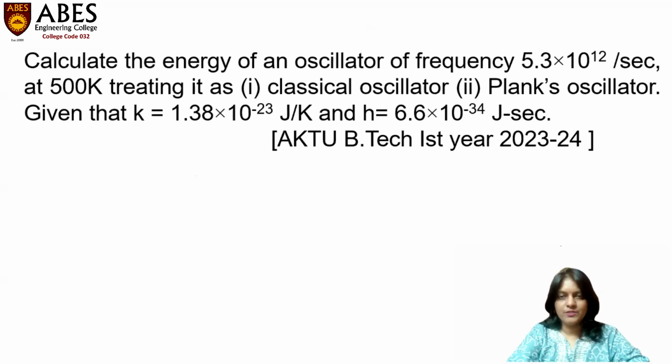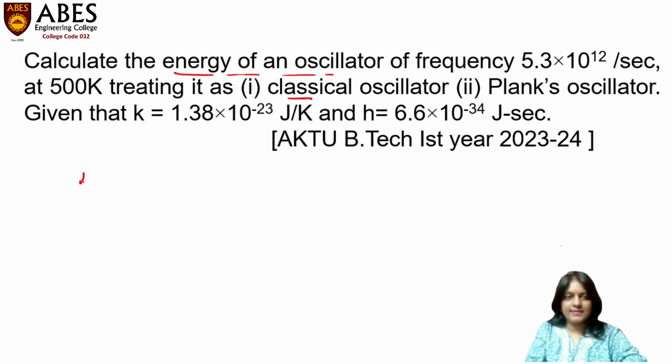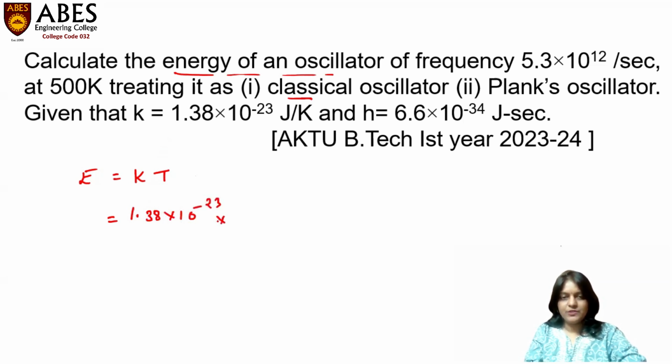Calculate the energy of an oscillator of frequency 5.3 × 10^12 per second at 500 Kelvin, treating it as a classical oscillator and a Planck oscillator. First, calculate the energy of the oscillator when it is considered as a classical oscillator. Classical oscillator energy is given as E = kT. k is the Boltzmann constant, which is given in this question, but you should remember it: 1.38 × 10^-23. Temperature is given in Kelvin.